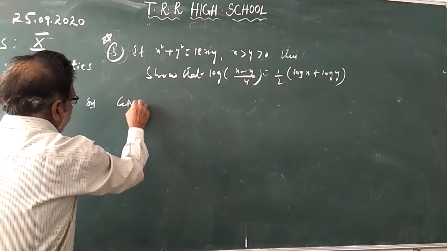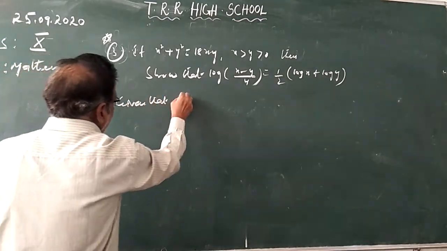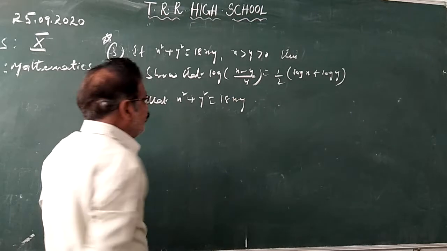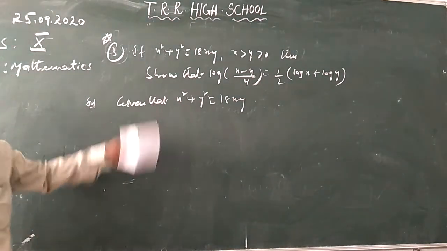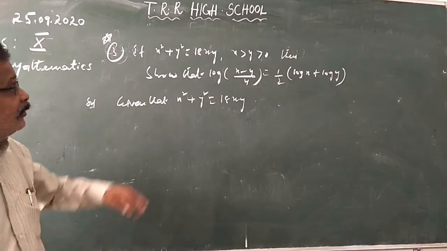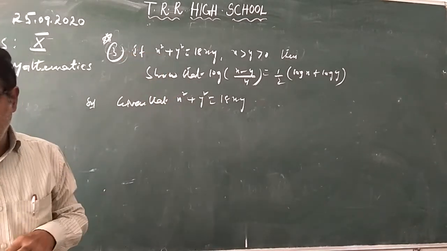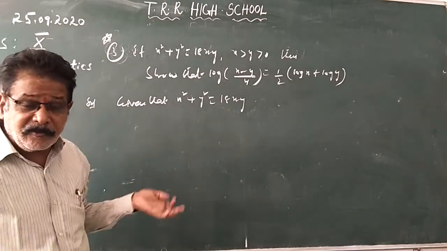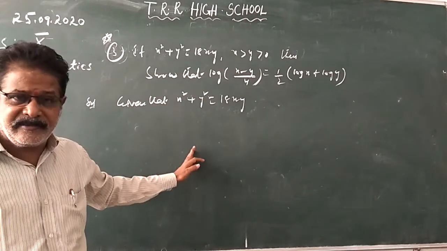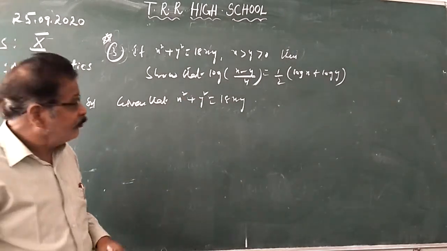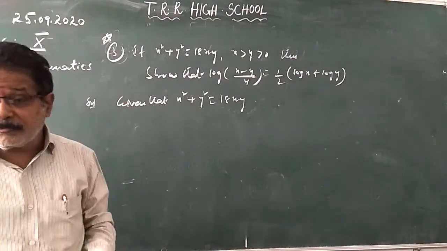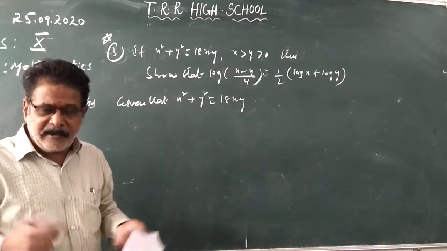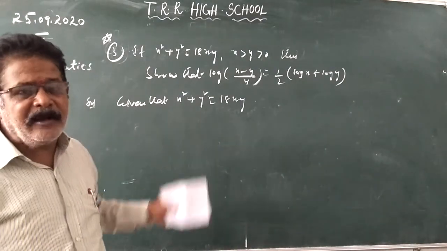Given that x square plus y square equal to 18xy. For such problems, first we have to observe whether the given expression is a perfect square or not. Is x square plus y square a perfect square? No. It becomes a perfect square when plus 2xy or minus 2xy is there. So x square plus y square is not a perfect square, but when you add plus 2xy or minus 2xy, it becomes a perfect square.